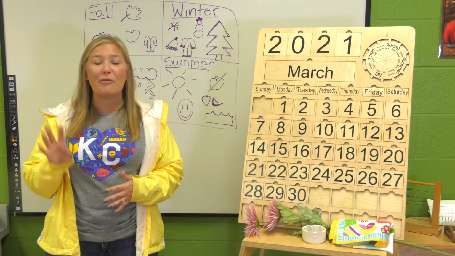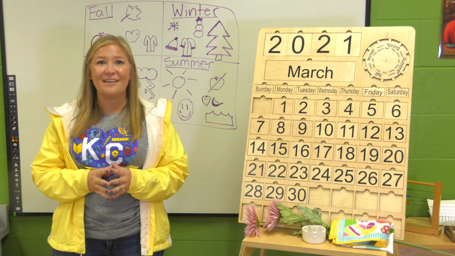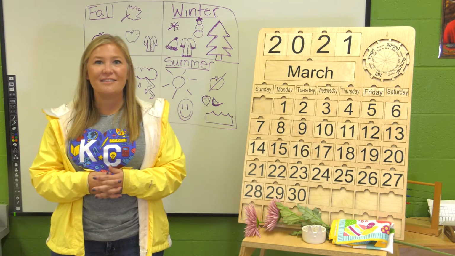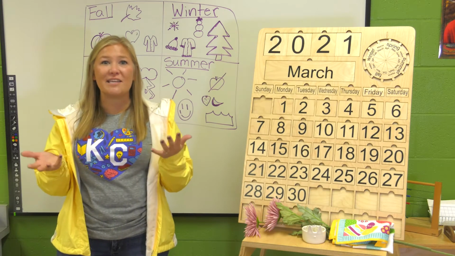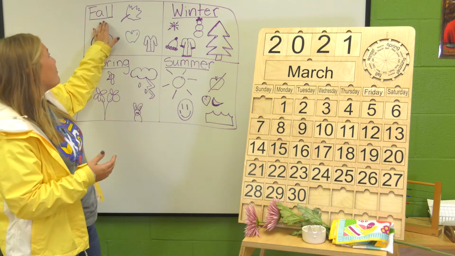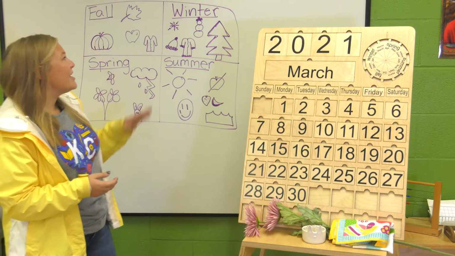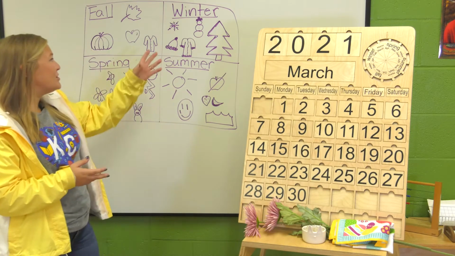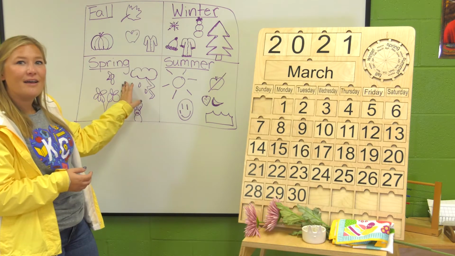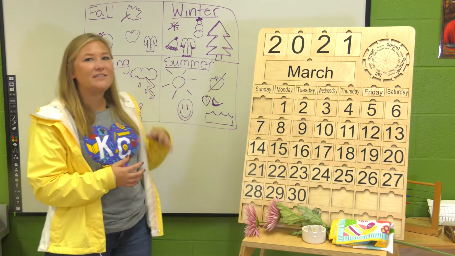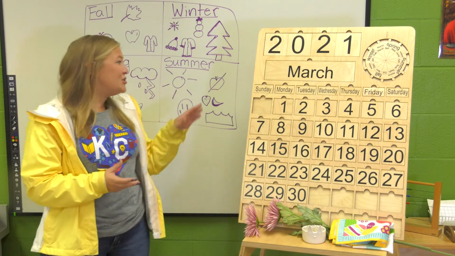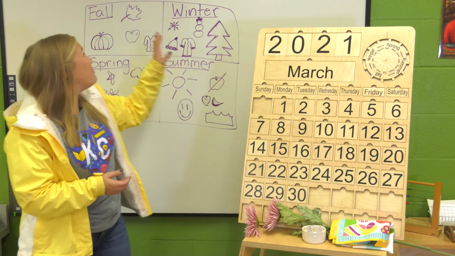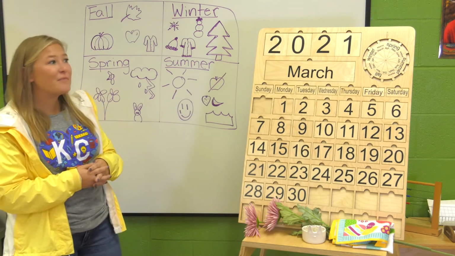We have been talking about the 4 seasons. Do you remember the names of all 4 seasons? Let's go over them together. We have fall. After fall comes winter. After winter comes spring. And then spring turns into summer. Do you know what season comes after summer? That's right, it goes back up to fall.